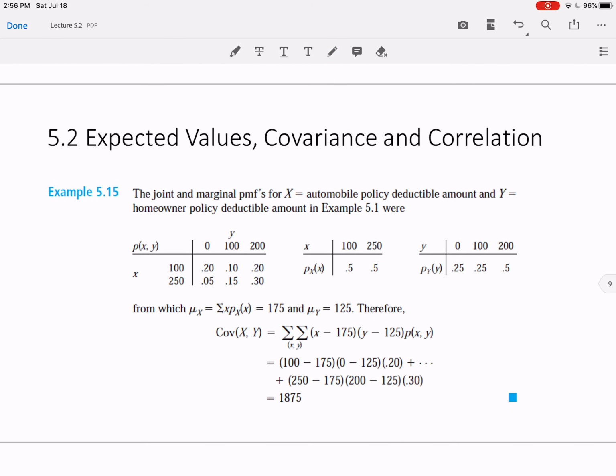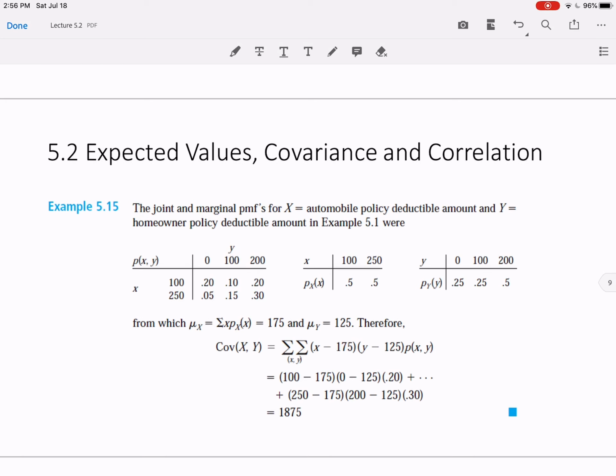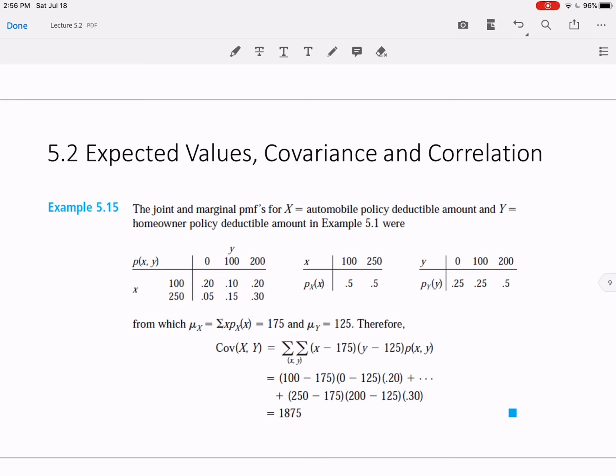All right, just take a look at that. So the joint and marginal PMFs for X equal to automobile policy deductible amount, and Y equal to homeowner policy deductible amount, example 5.1. So this is a continuation of 5.1. We have this joint probability distribution and the marginal probability distribution.